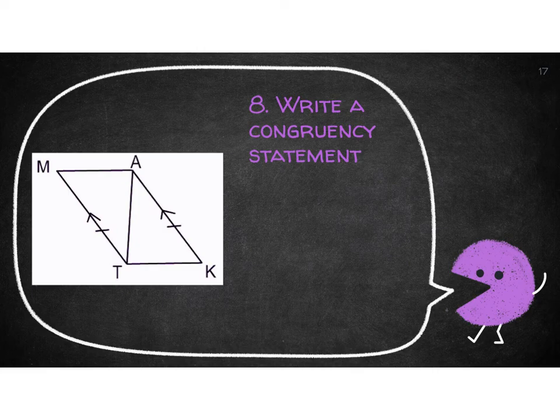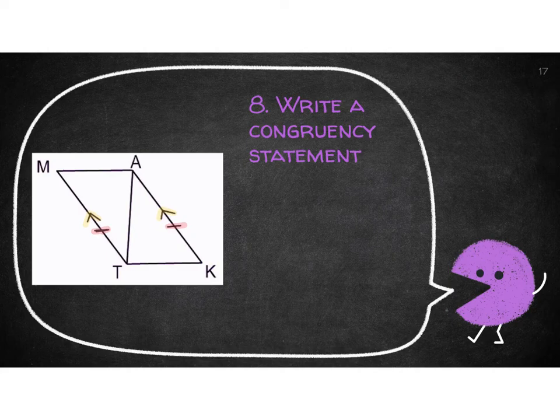Here in this picture, I am told that MT is congruent to AK. You can see that by looking at this dash. That means congruent. And then they are also parallel. These arrows mean that they are parallel. Just because it's parallel doesn't mean it's automatically congruent. Just because it's congruent doesn't mean that it's automatically parallel. You have to be told both of these things.